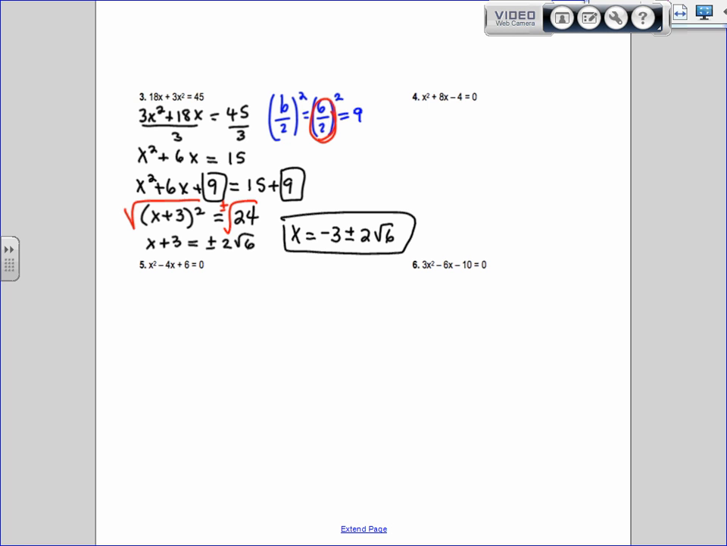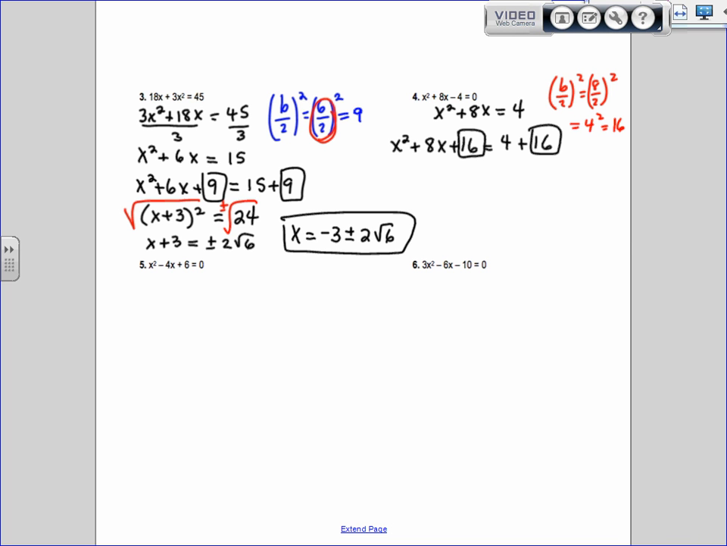Okay, number 4. So we're going to add the 4 to the other side. We're going to do our b over 2 squared. So if I do b divided by 2 squared, I get 8 over 2 squared. So I get 4 squared, which is 16. I'm going to add that 16 to both sides. So x squared plus 8x plus 16 equals 4 plus 16. So I added to both sides.